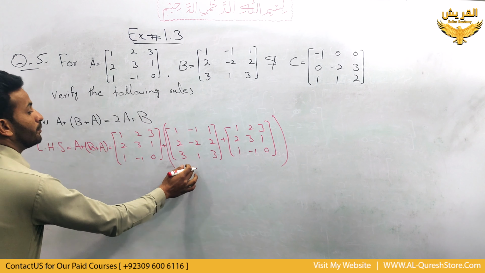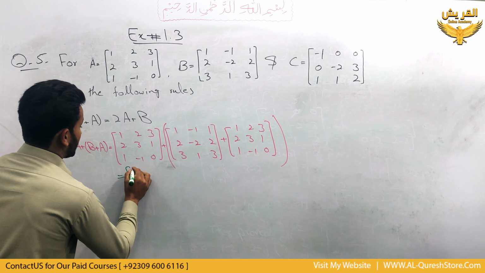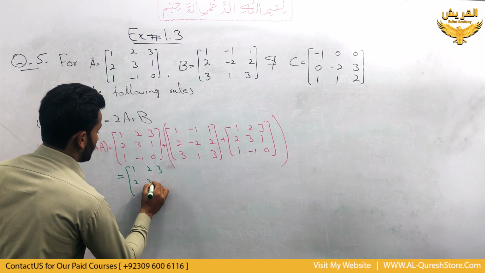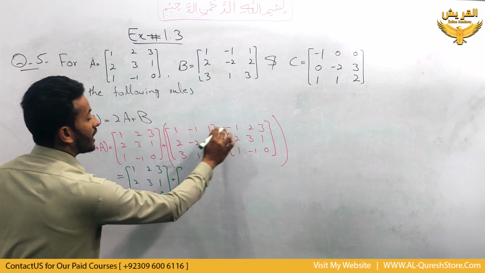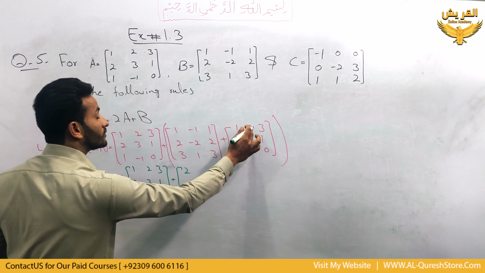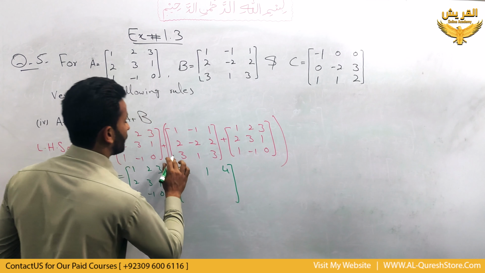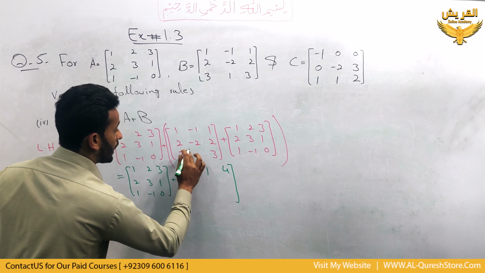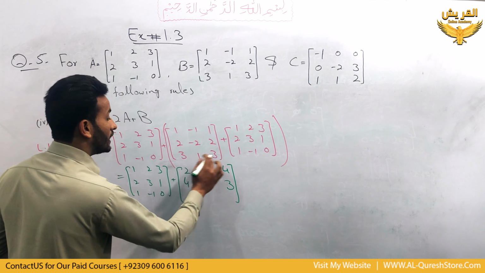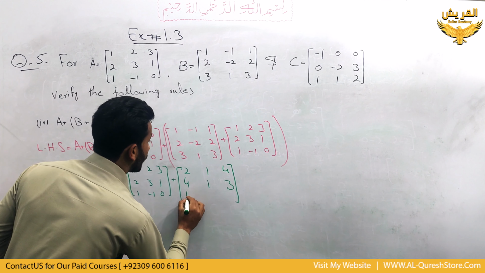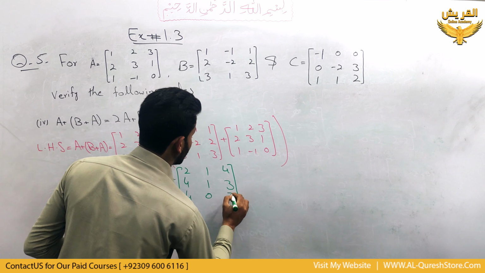First we have to solve B plus A. We used the first matrix the same, 1, 2, 3, 2, 3, 1 and 1 minus 1, 0. By solving them, 1 plus 1 is equal to 2, minus 1 plus 2 is equal to 1, 1 plus 3 is equal to 4. 2 plus 2, 4, minus 2 plus 3 is equal to 1 and 2 plus 1 is equal to 3. Next, third row, 3 plus 1, 4, 1 plus minus 1, 0 and 3 plus 0 remains 3.